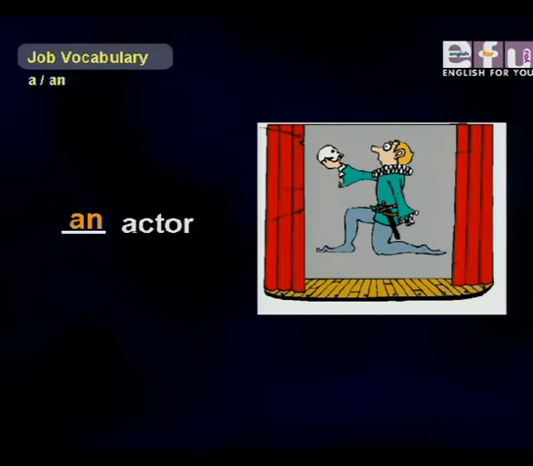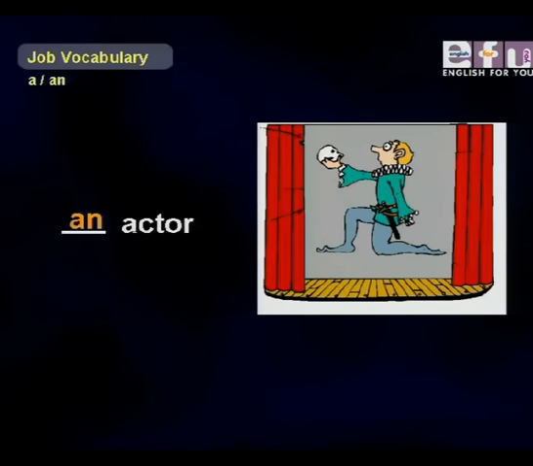Now, let's practice a little bit. Ali, what is your job? I'm a dentist. Yes, that's right. Good. Now you ask Lisa. Lisa, what is your job? I am a doctor. Lisa, you ask Isabel. Isabel, what do you do? I am a student. And Isabel, ask me. What do you do? I'm a teacher.